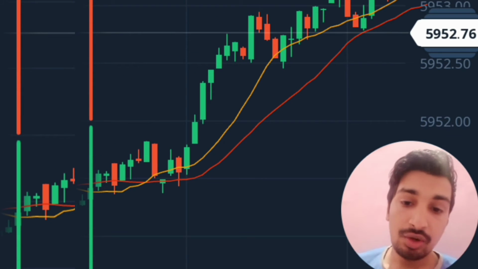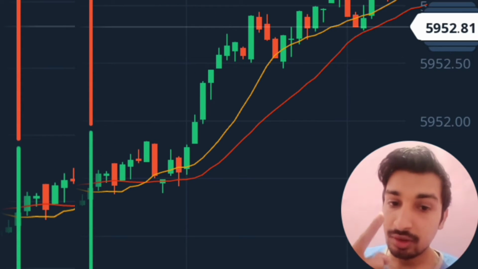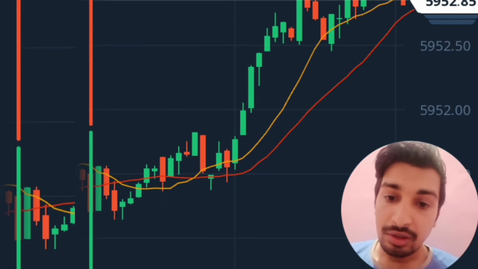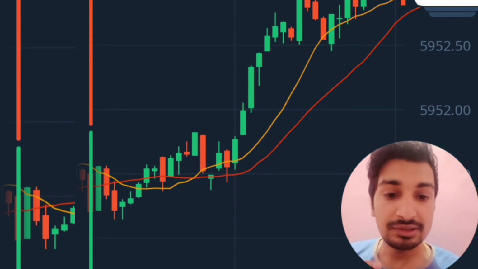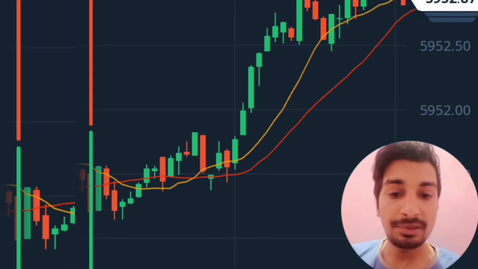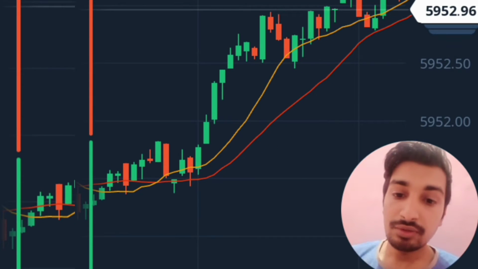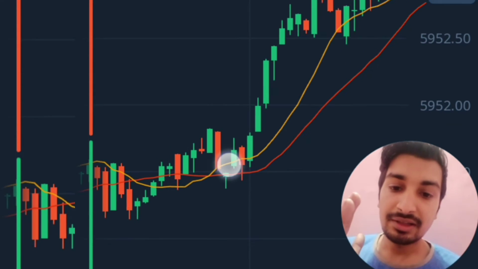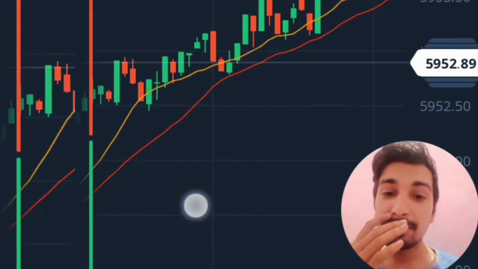So if the yellow 10 period moving average crosses upward, the 20 period, if the yellow line is crossing upward, here the yellow line is the 10 period. You can adjust the color. So I have kept yellow and red for 20 period. So if the yellow line is crossing upward, see the price is going upward. So you can easily predict the movement of the price.